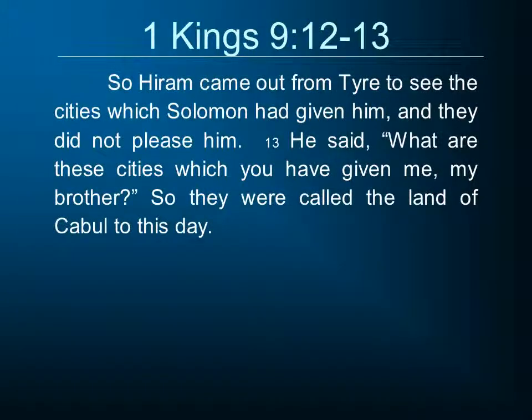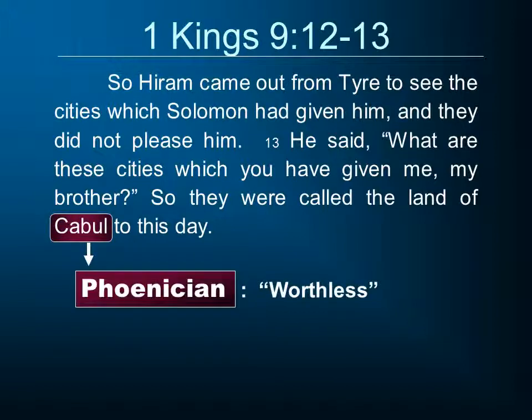And Hiram comes out from Tyre to see the cities that Solomon had given him, and they did not please him. And he said, what are these cities that you've given me, my brother? So they are called the land of Kabul today. That's Phoenician for the worthless place to this day.